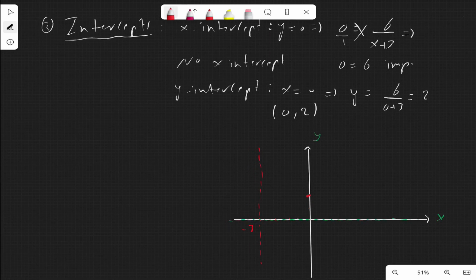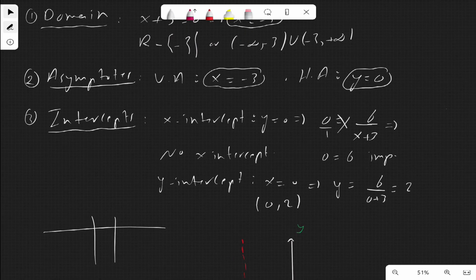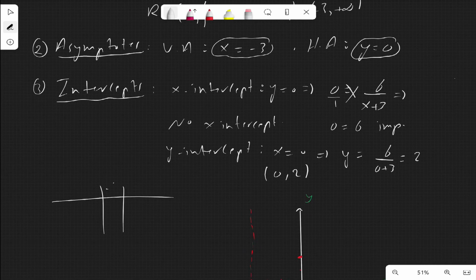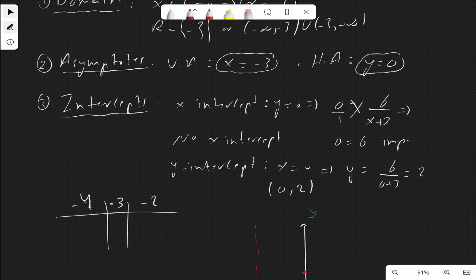Special points, I prefer to put in the middle the vertical asymptote, because the vertical asymptotes determine the branches of the rational function. To the left, take as many points as you want. I'm gonna take 1 point to the left, 1 point to the right. If it's not enough, then I take more points.